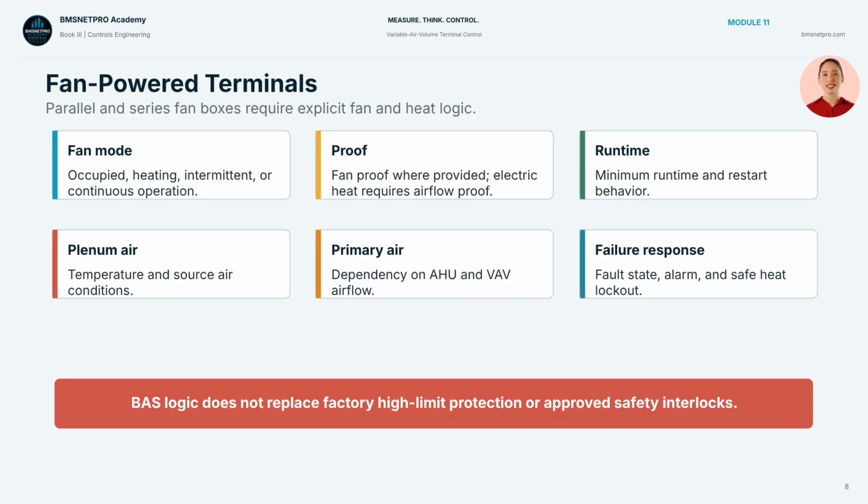Fan-powered terminals need explicit fan logic. Parallel and series boxes behave differently. The sequence should define occupied fan mode, heating fan enable, proof where provided, minimum runtime, plenum air temperature considerations, primary air dependency, and failure response. Electric heat requires approved safety interlocks and airflow proof. BAS logic supports operation, but it does not replace factory high-limit protection.